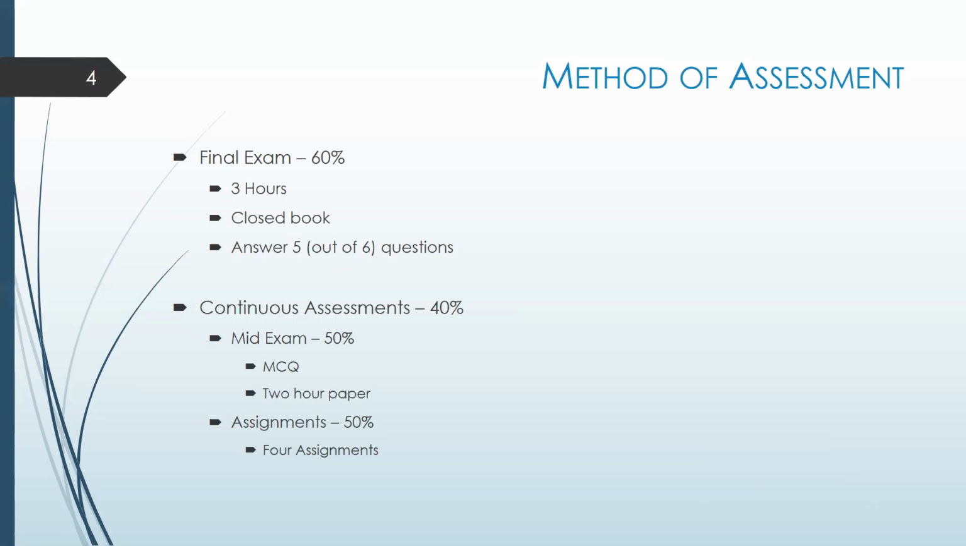The continuous assessment is divided into 2 main parts. The first is the mid examination, which is 50% of the continuous assessment marks, that is the MCQ 2-hour paper. The remaining 50% will be given to group assignments. I'm planning to provide 4 group assignments which are equally marked.